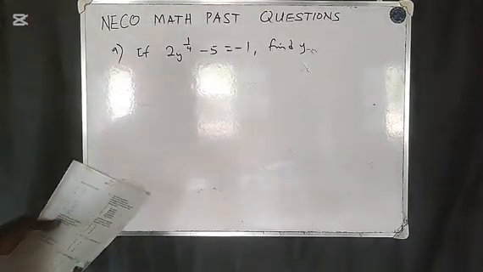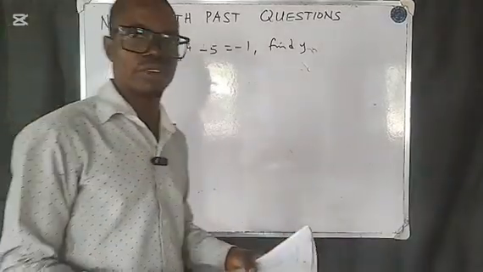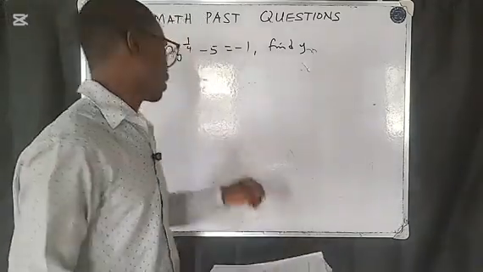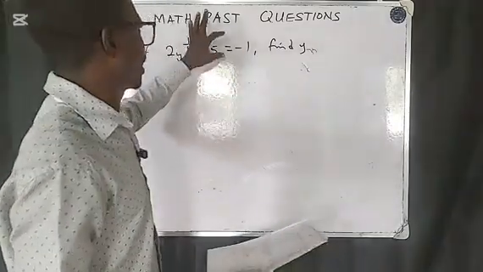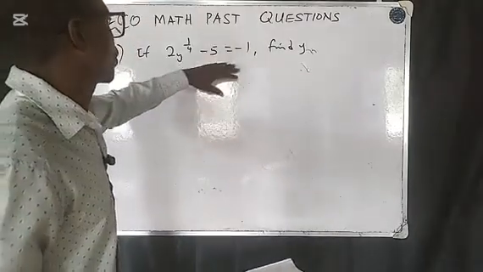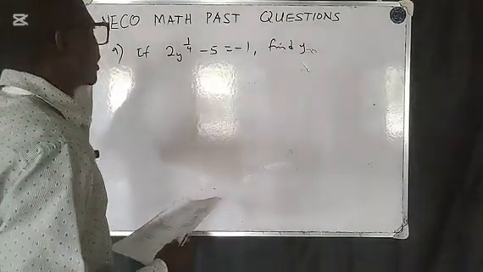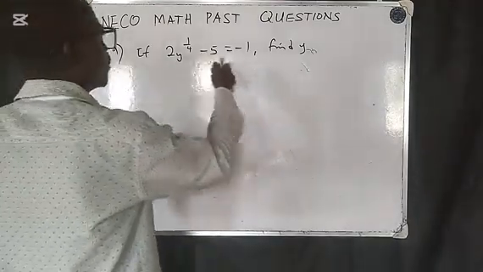So this is also an indices question, but this one is an equation involving indices. How do I know it's indices? There's a power there. How do I know it's an equation? There is an equality sign. So this is an equation involving indices. Now, what do we do at this point? We collect like terms. Let this one come here.